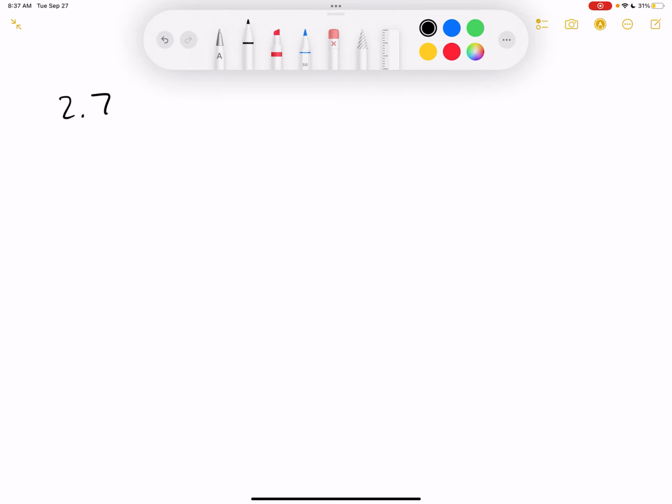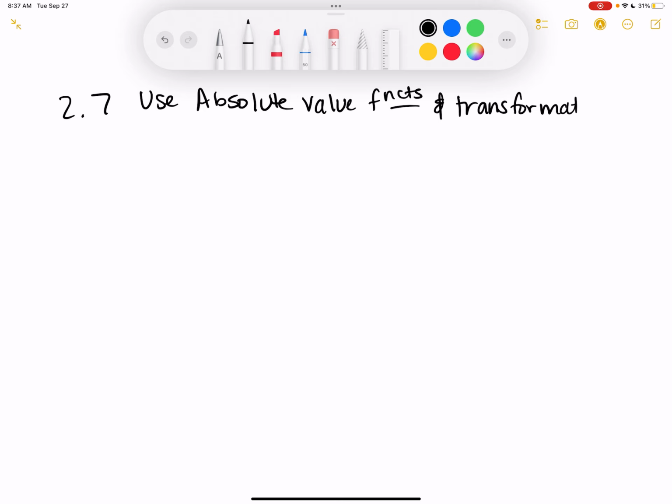All right, 2.7. Use absolute value functions and transformations. These problems pretty much all say to sketch the function or something, but we're not going to do that. You're just going to tell how it's moving.